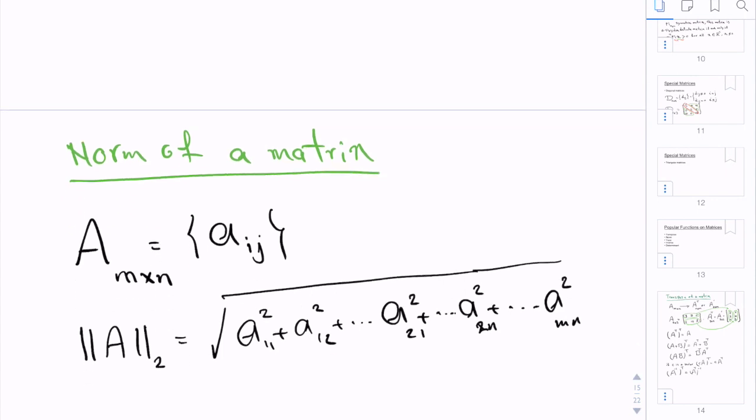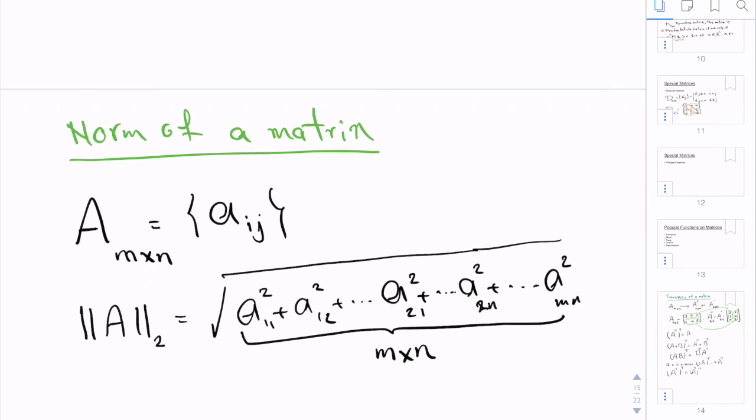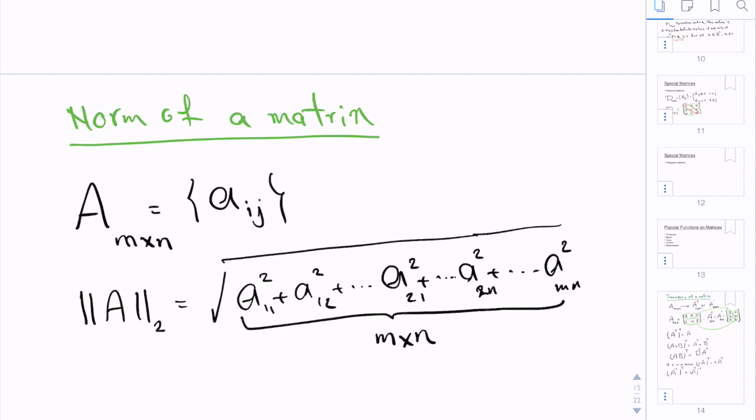So the number of these elements is m times n. We square all elements, sum them up, and then take the root. This is the norm of a matrix. Later on we relate this to the norm of a vector, and show how using a matrix multiplication with a vector we can obtain this norm rather than doing some loops. We can do the vectorized operation and find the norm of a matrix.